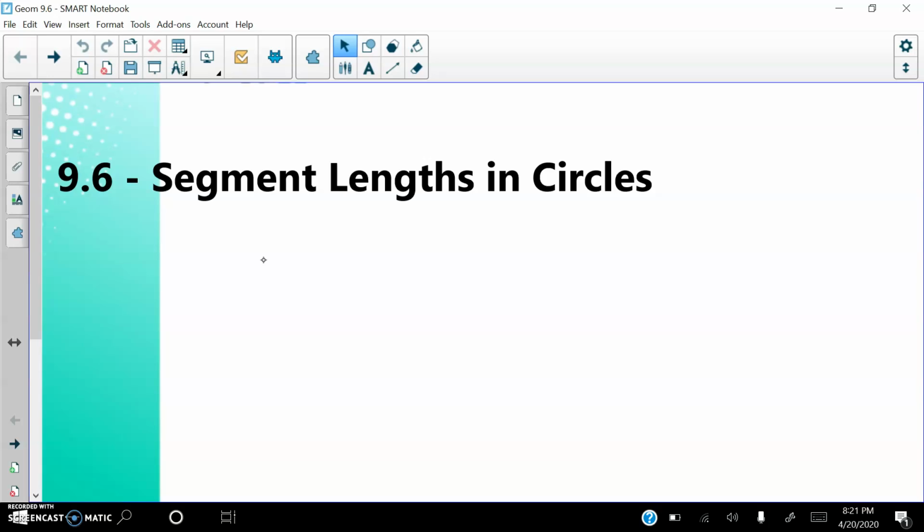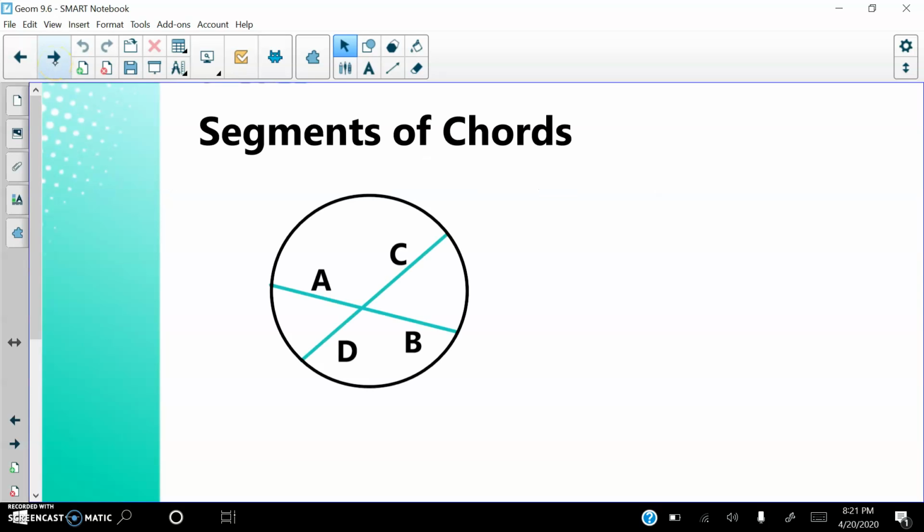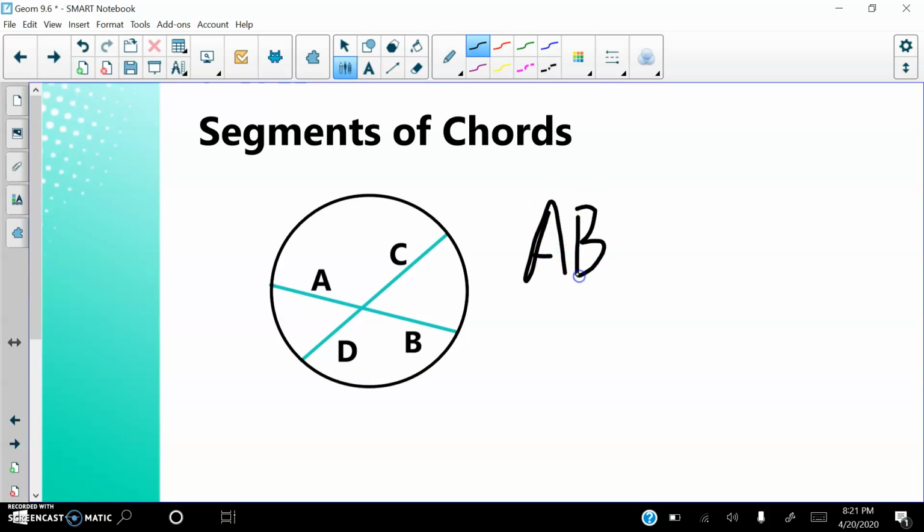We're going to be doing 9.6, which is segment lengths in circles. And our rule for this is if we have two chords going through, so we have A, B, D, C, we're going to say our rule for this is A times B is equal to C times D.